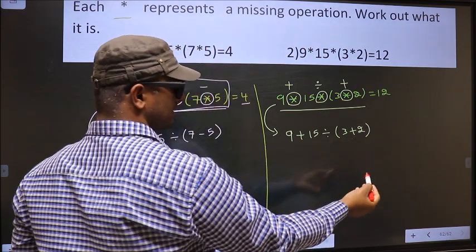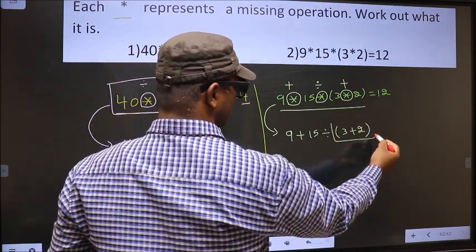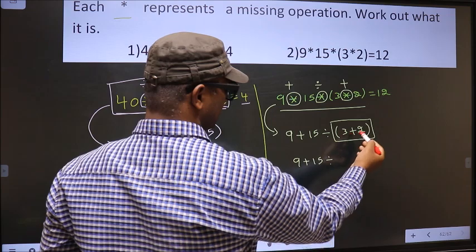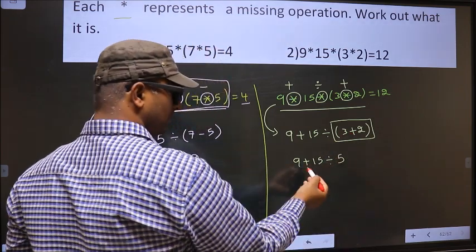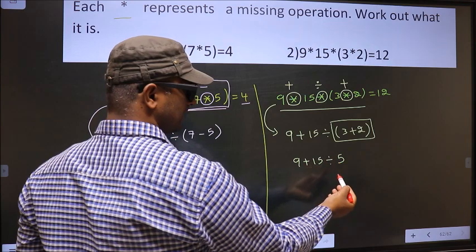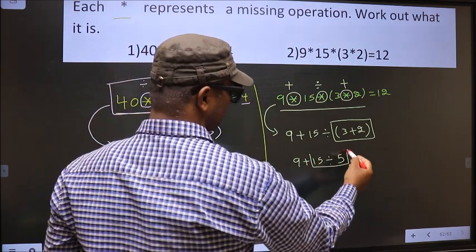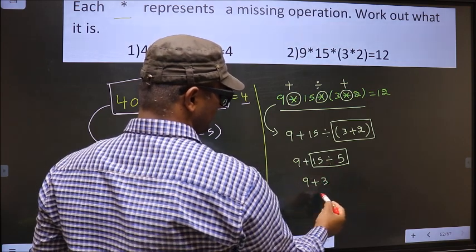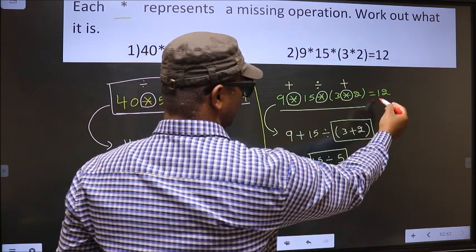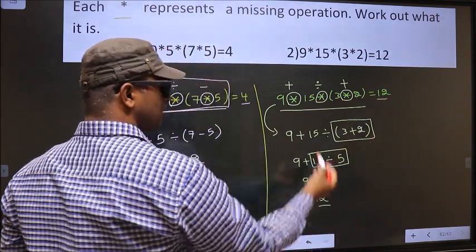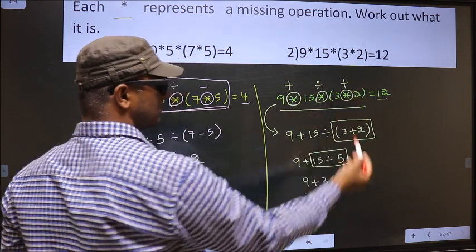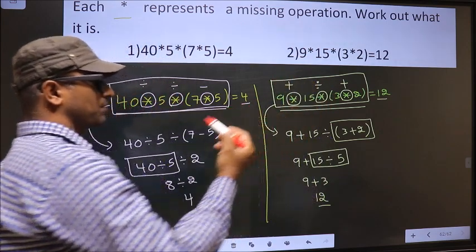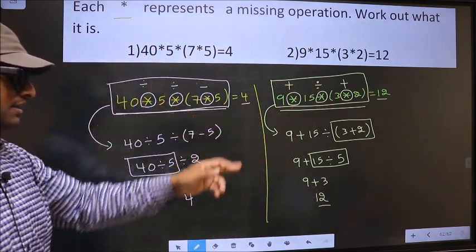Let us calculate this. First we should calculate the brackets, that is 3 plus 2 is 5. Now here we have addition, here division. As per rule we should do division first. So we get 15 divided by 5 is 3. 9 plus 3 is 12. We should get 12, we got 12. So the operations we replaced these symbols by are correct. So this is our answer. Am I clear?